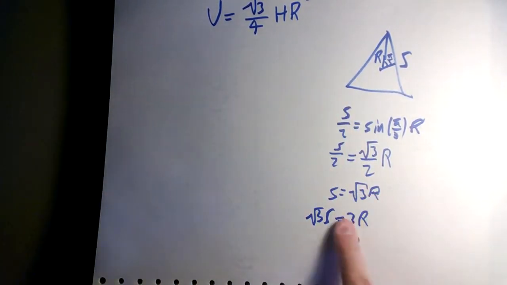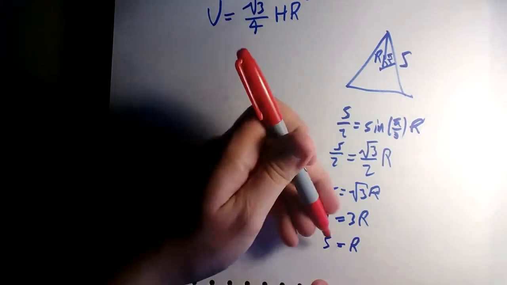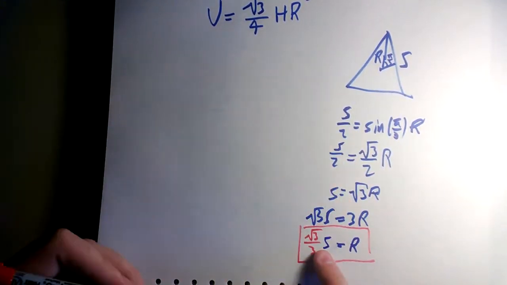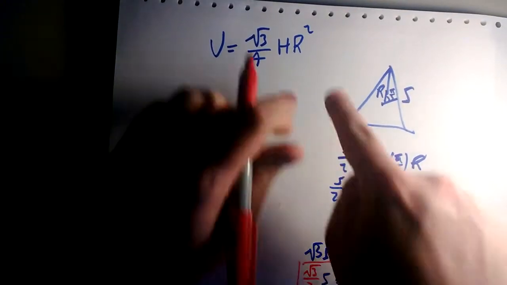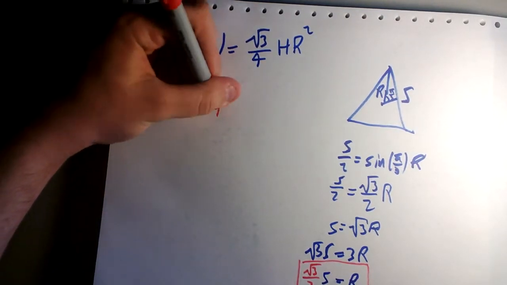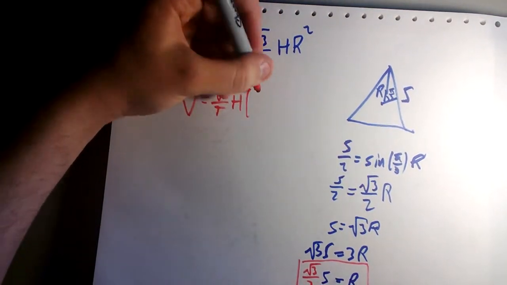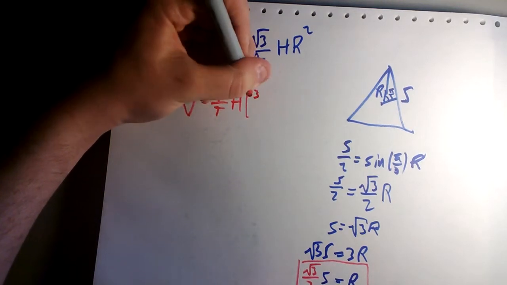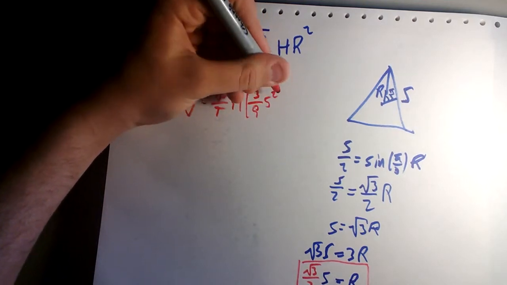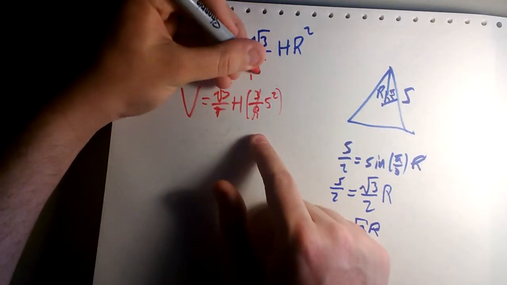You might be asking yourself, why didn't you just divide by square root 3? Well, technically this is the same thing. It's just, I want to get straight to the answer, so I'm doing some easier steps. So we know that square root 3 divided by 3 times s is equal to r. So we can replace r with this value. And we have volume equals square root 3 divided by 4 h, and then r squared, or this guy squared. So square root 3 times square root 3 is positive 3. 3 times 3 is 9. And s squared is s squared, literally. What cancels? This is the same as 1/3.